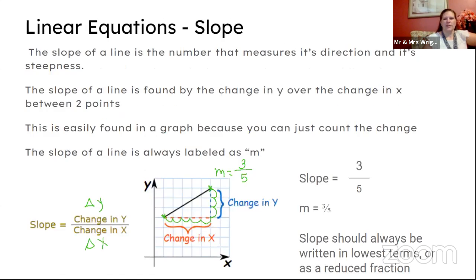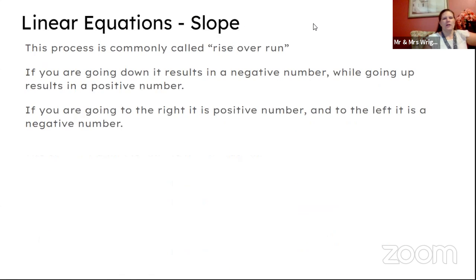Here you go. We have it written off to the side there as well. The process that we just went over was also very commonly known as rise over run, because when we counted up, that's rising, and run is always to the right.